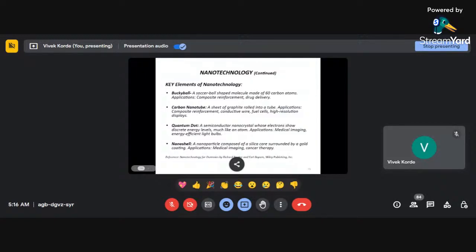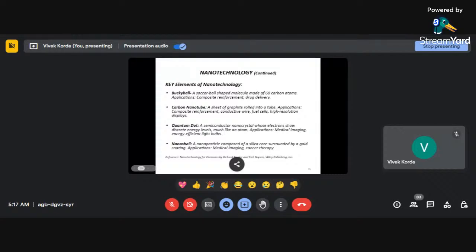Then carbon nanotube, a sheet of graphite rolled into a tube, and applications are composite reinforcement, conductive wire, fuel cells, high resolution displays. Now these days, whatever displays we are seeing, those are because of the carbon nanotubes, because carbon nanotubes are conducting, and those are available in nano form. And now the resolution of screens is becoming very good day by day. So now these days we can watch the screens at 4K resolution, 8K resolution, and these 4K or 8K resolutions are very ideal, because if you see the real, natural image, and see this image on the screen, then you will feel that the image looking on the screen is much more beautiful than the real one. So this is the magic of this high resolution due to carbon nanotubes and nanotechnology.